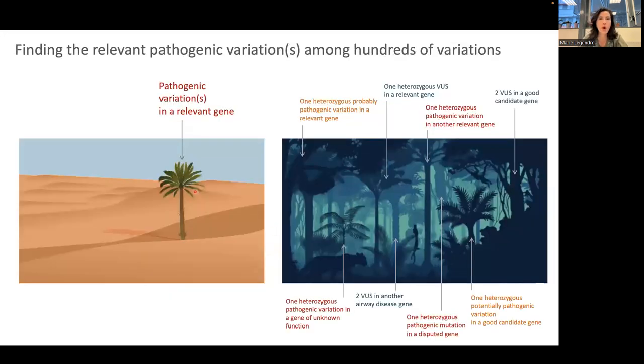As you can guess, it's not always that simple to find right away the pathogenic variants in the right gene out of a desert of genomic data. In many instances, we are going to find in the patient one likely pathogenic variation, but only in one of the 2 copies. He or she will also carry one heterozygous VUS in another PCD gene, and maybe one heterozygous variation in a candidate gene whose function you don't know.